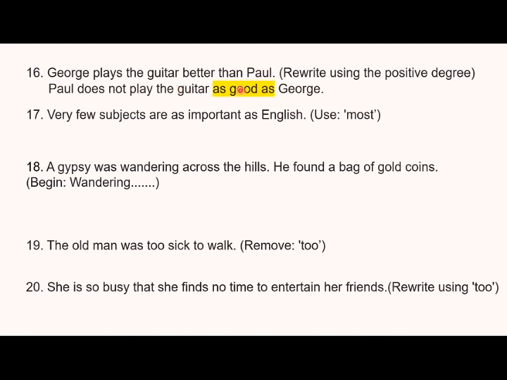So keep in mind, when you write it in the comparative degree, there will always be a than in your answer. When you write in the positive degree, there will always be an as. And when you write in the superlative degree, as given in the next sentence, there will always be a the. Very few subjects are as important as English. Use most. English is one of the most important subjects. So keep this in mind. Your answer must have the if it is the superlative degree.